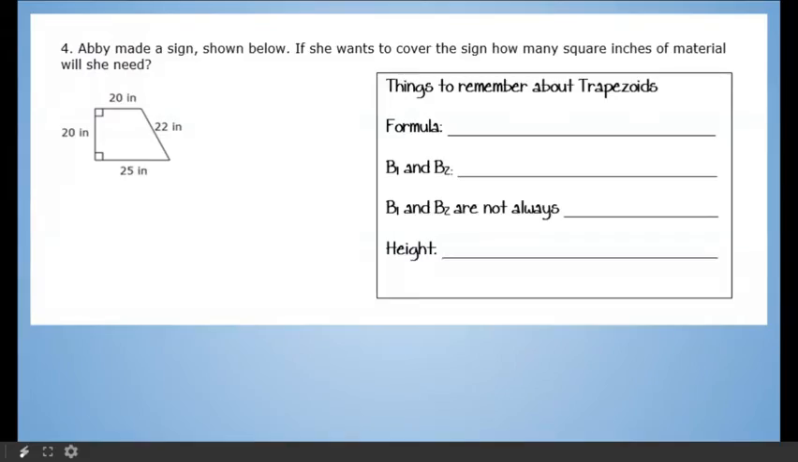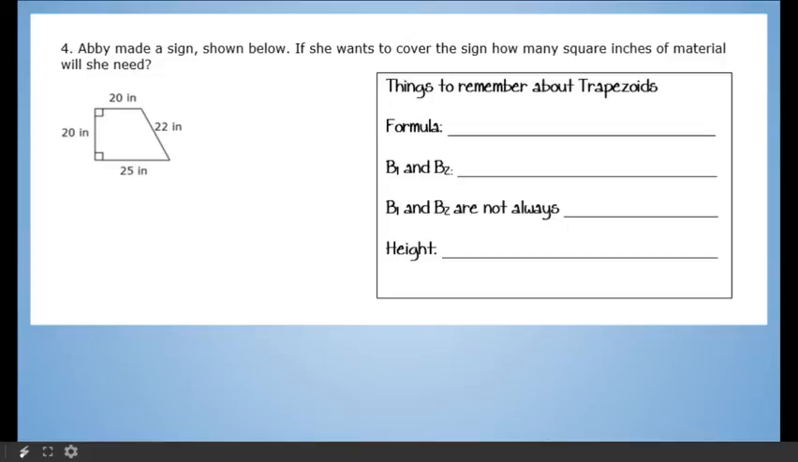And our last shape that we are going to review is right here. So write number 4 down on your paper. The problem says, Abby made a sign shown below. If she wants to cover the sign, how many square inches of material will she need? So let's first look at the picture because it doesn't tell us what shape we're working with. We need to know what this shape is called.